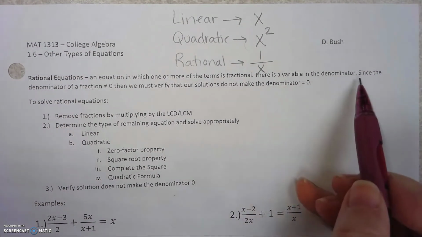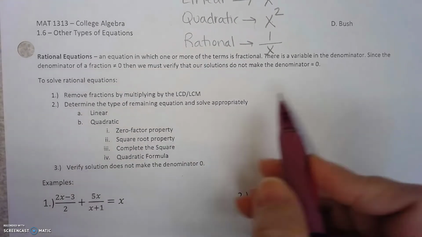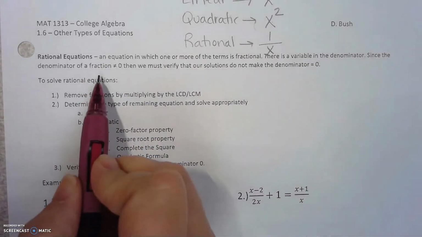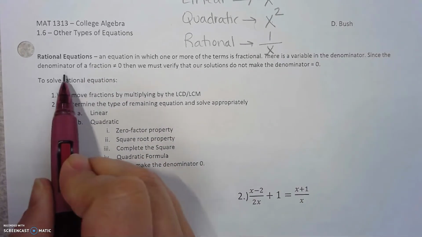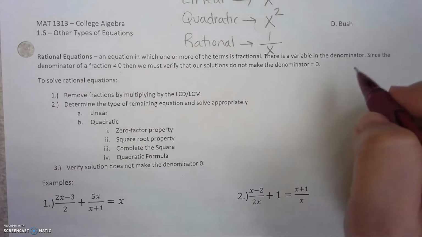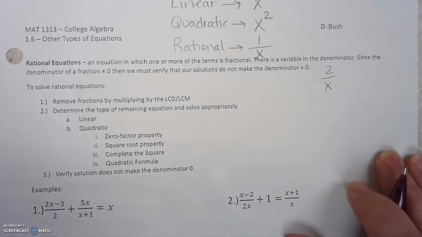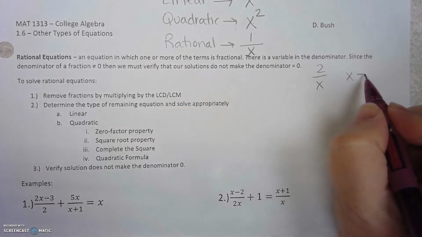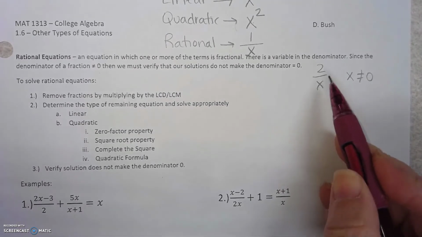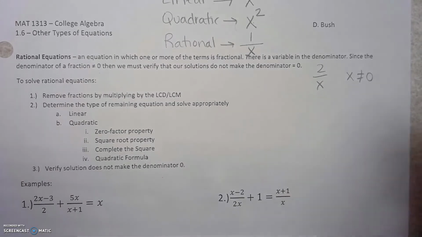In a rational equation, since the variable is now in the denominator, what we have to do is make sure that when we get our solution for x, it does not make the denominator 0. So if I have, let's say, 2 over x as my fraction, x can never equal 0, because if I plug in a 0 for x, 2 over 0 is undefined. You can never have 0 in the denominator.